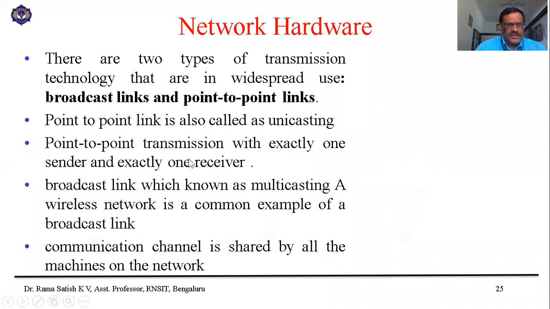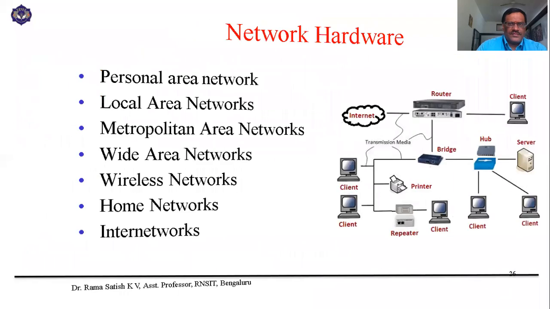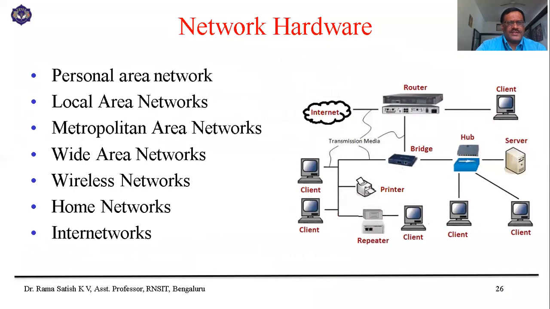Further, point-to-point link is also called unicast, a point-to-point transmission with exactly one sender and one receiver. A broadcast link is also known as multicasting, and a wireless network is a common example of a broadcast link. The communication channel is shared by all the machines in the network. That is the thing that you should always understand.